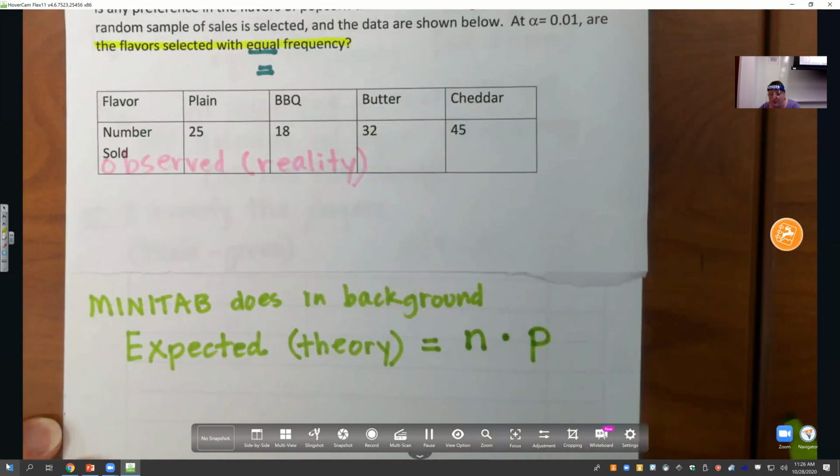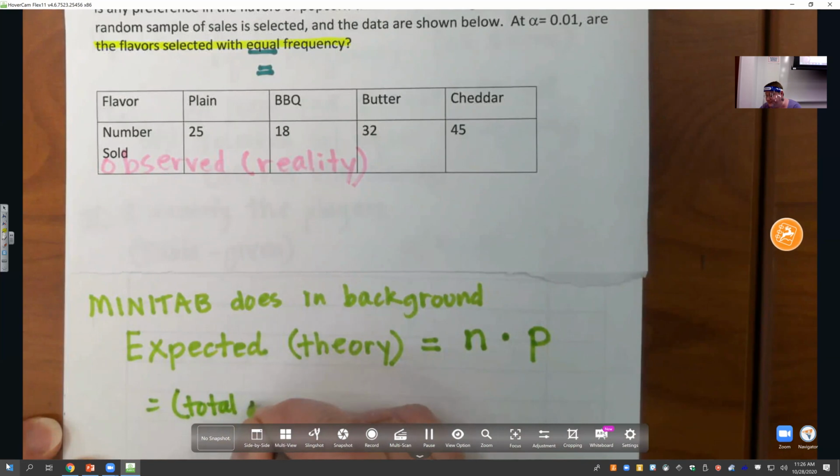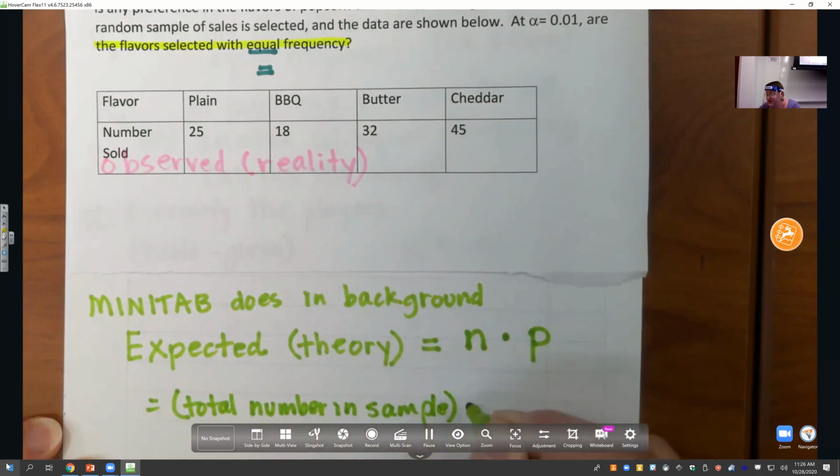Okay, the total number in the sample times the proportion of each category.